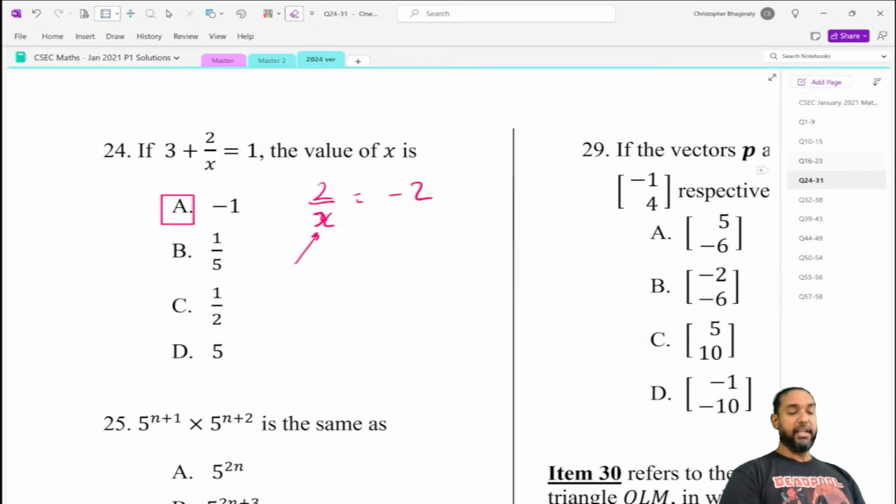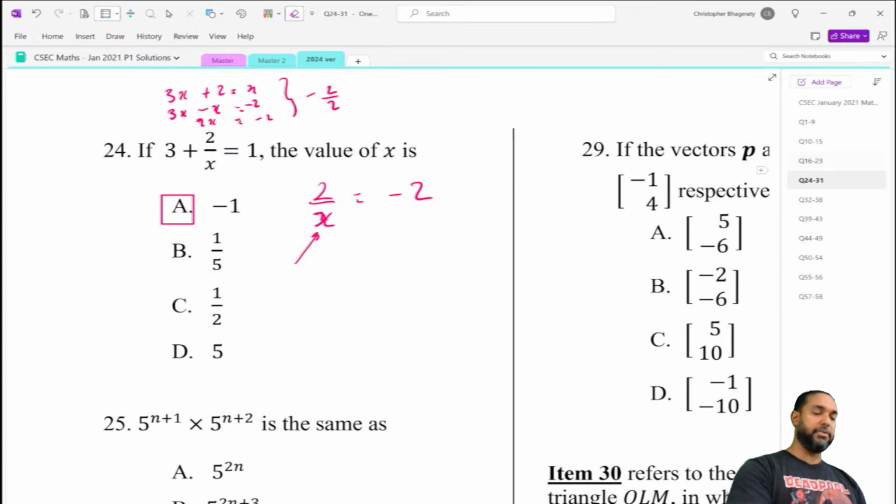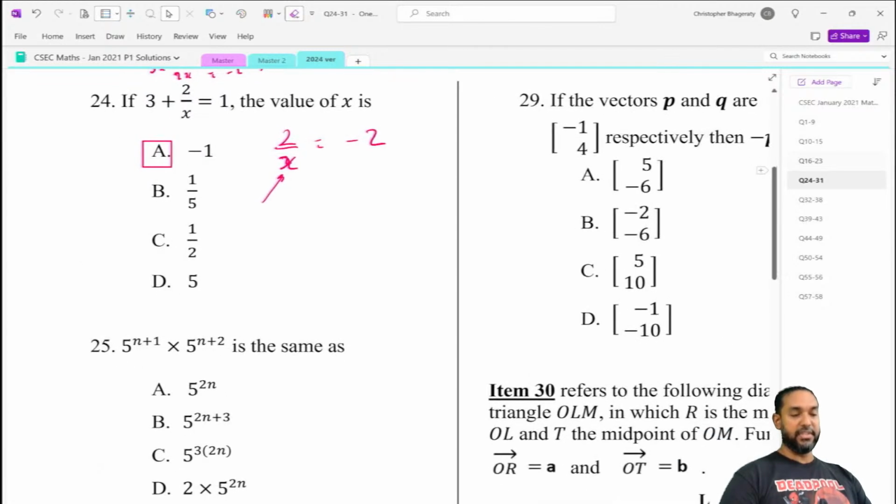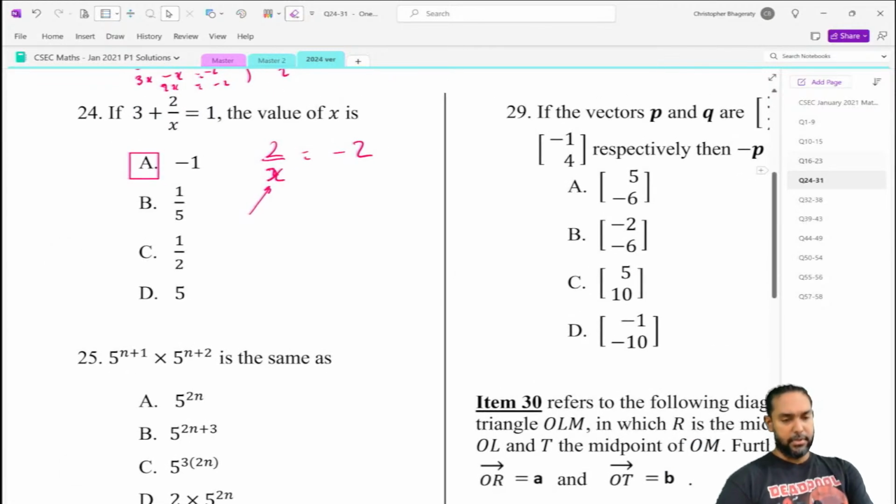If you jump into transposition mode and multiply by x, you would have gotten that 3x plus 2 is equal to x. You would have subtracted x from both sides and subtracted 2 as well, and you would have gotten that 2x is equal to minus 2. And then minus 2 over 2 is minus 1. So there's more than one way to work things out. I like to give you all alternatives sometimes. That's all.